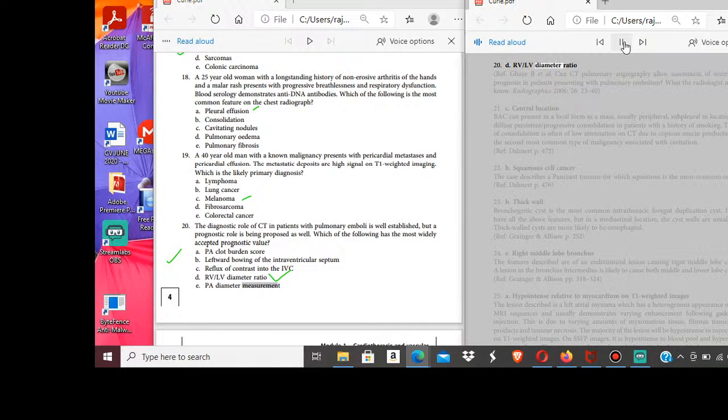D. RV/LV diameter ratio. Ref. Ghaye B et al. Can CT pulmonary angiography allow assessment of severity and prognosis in patients presenting with pulmonary embolism? What the radiologist needs to know.